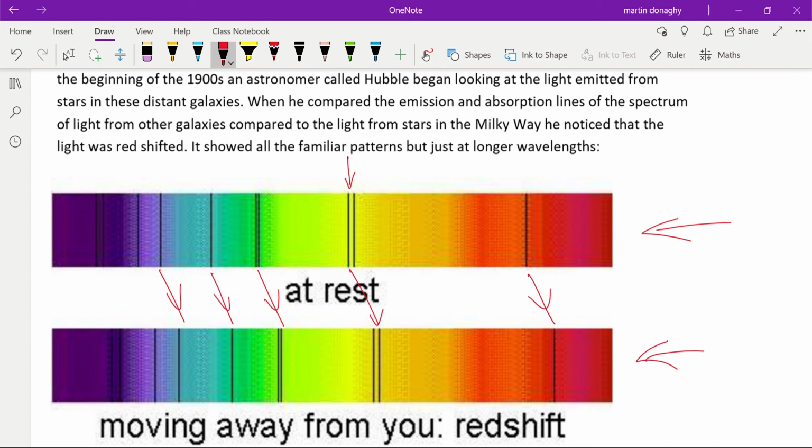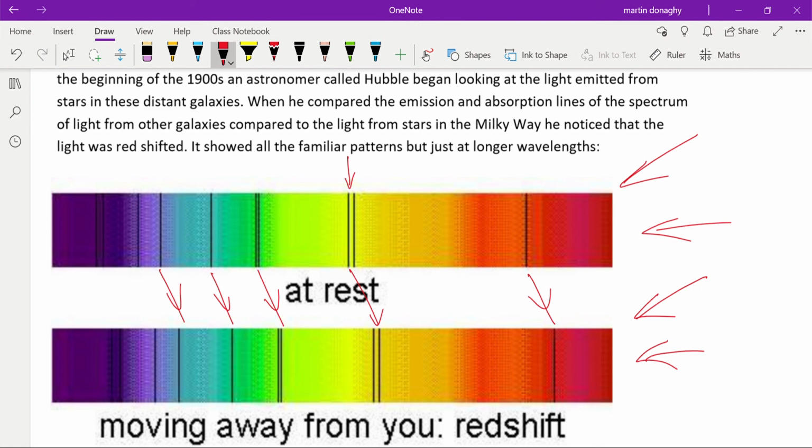Any star in our galaxy, we get this pattern. Another galaxy, we get the same pattern but shifted to the red end of the spectrum. We already had an explanation for this, because we know that the Doppler effect doesn't just apply to sound waves, it applies to all waves. If the source of a wave is moving towards us, then the observed wave will be of higher frequency. If it's moving away, it will be of lower frequency. And that's what's happening here.